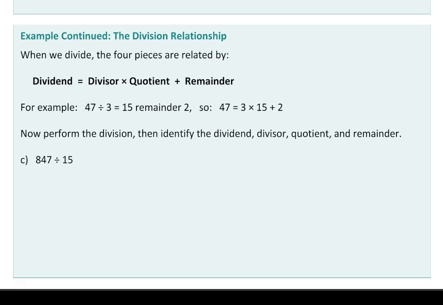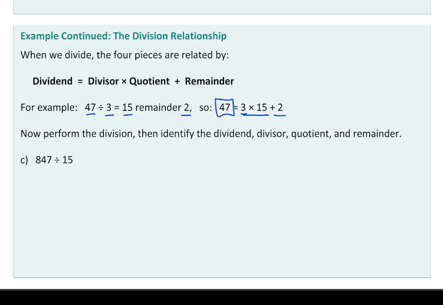See, we had 47 divided by 3. We got 15, remainder 2. And I want you to notice something before we get into those terms: if I actually took 3 and multiplied it back with 15, and then I added 2, I would get back my 47.